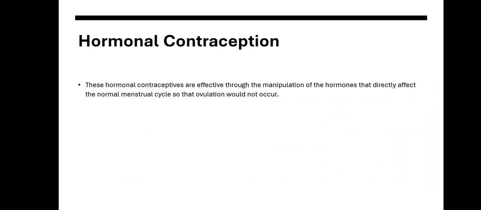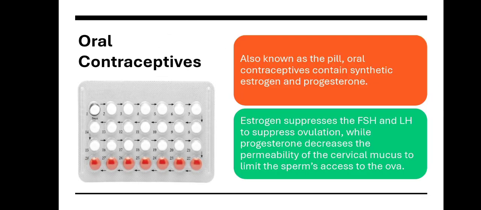Hormonal contraception. These hormonal contraceptives are effective through the manipulation of the hormones that directly affect the normal menstrual cycle so that ovulation would not occur. Oral contraceptives. Also known as the pill, oral contraceptives contain synthetic estrogen and progesterone. Estrogen suppresses the FSH and LH to suppress ovulation, while progesterone decreases the permeability of the cervical mucus to limit the sperm's access to the ova.